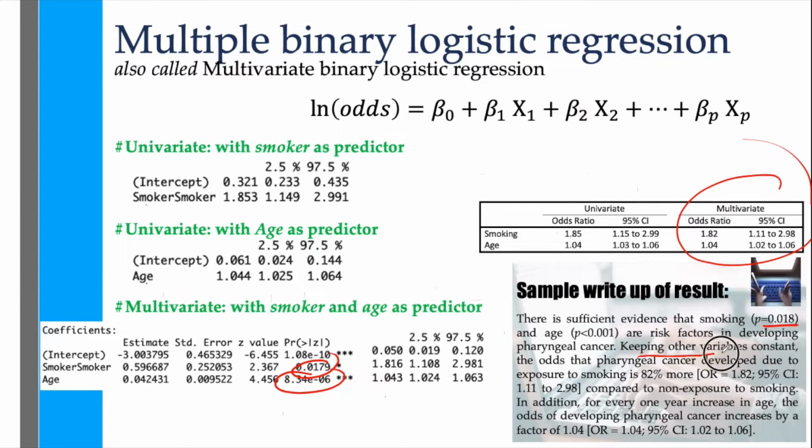Keeping other variables constant, since again, we're making use of a multiple regression model, the odds that pharyngeal cancer develops due to exposure to smoking is 82% more, or in other words, is 1.82 times compared to non-exposure to smoking. And then in addition, for every 1 year increase in age, the odds of developing pharyngeal cancer increases by a factor of 1.04, which is the one displayed here. And then the confidence interval.